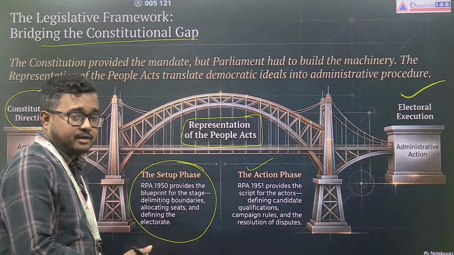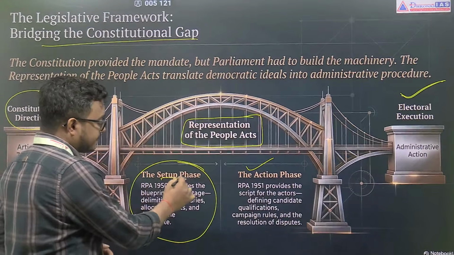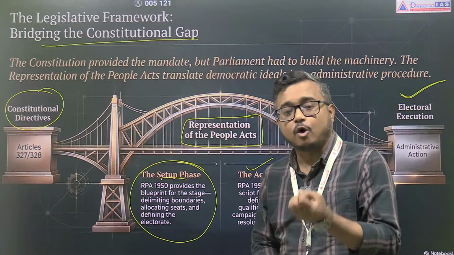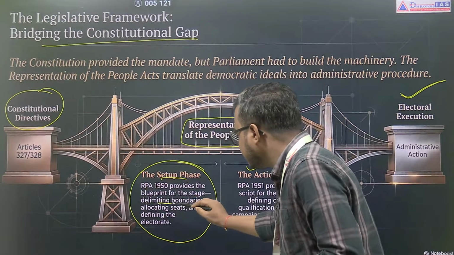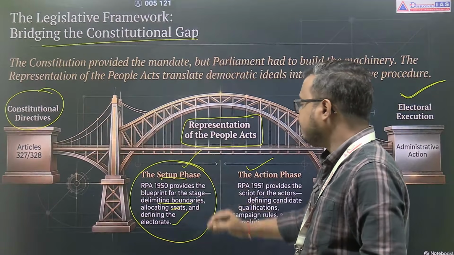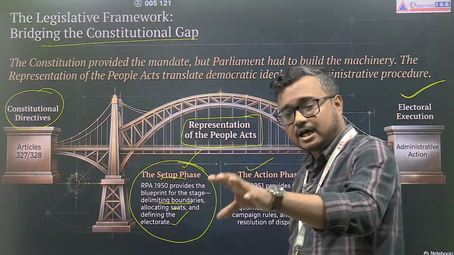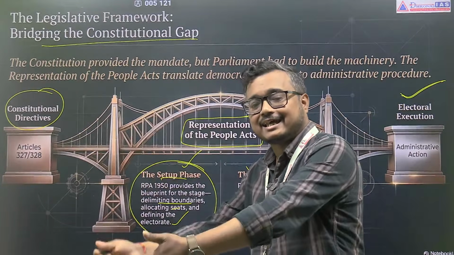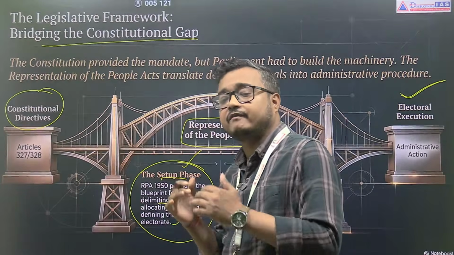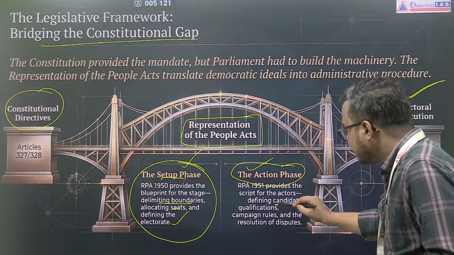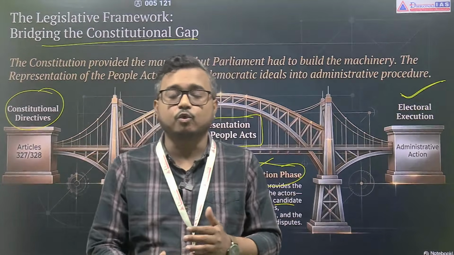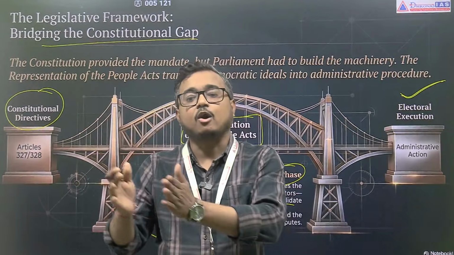So before the election, it was the setup phase. How to set up the ground for the election, how to set up who will have the franchise, all these things. So boundaries, seats, defining the electorate, who can vote, all these things were part of RPA 1950. And once the foundation is done, then they have the action mode, which is RPA 1951, which covers candidate qualification, disqualification, and there is a very detailed structure of who can be a candidate, who cannot be a candidate.